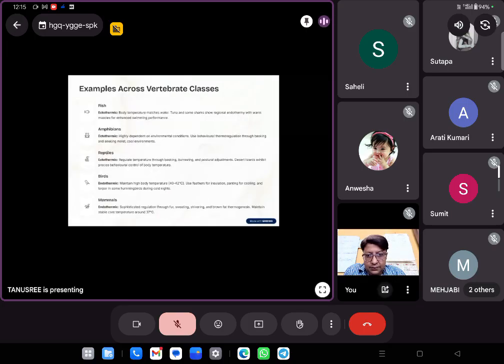Next is examples across vertebrate classes. Fish and amphibians are mostly ectothermic and rely on their surroundings. Reptiles use both behavioral and physiological adjustments. Birds and mammals are endothermic, maintaining high stable body temperatures. Together, these examples show the diversity of thermoregulatory strategies in vertebrates.